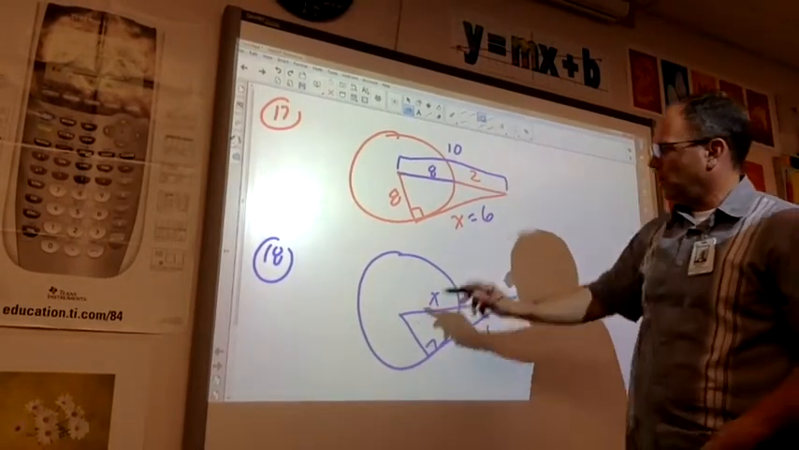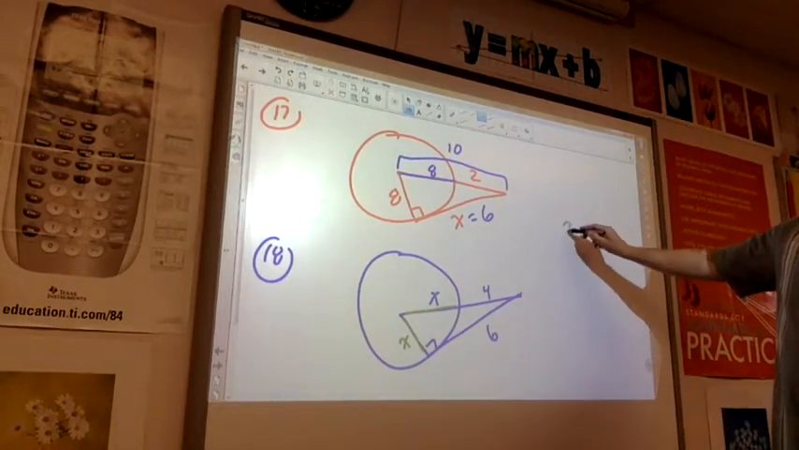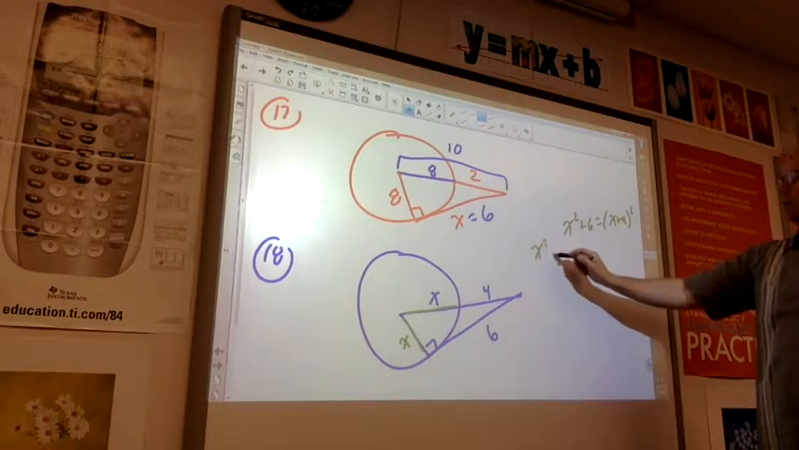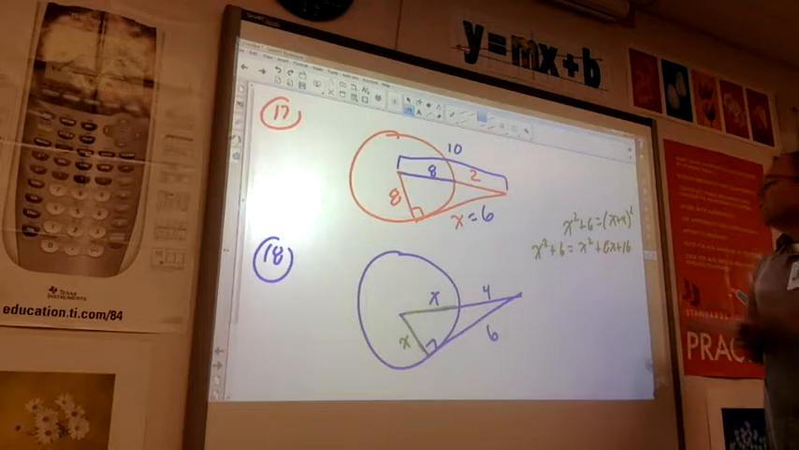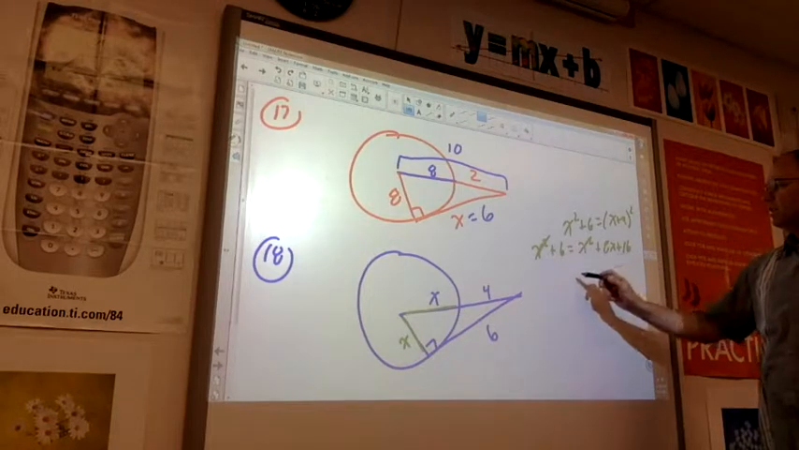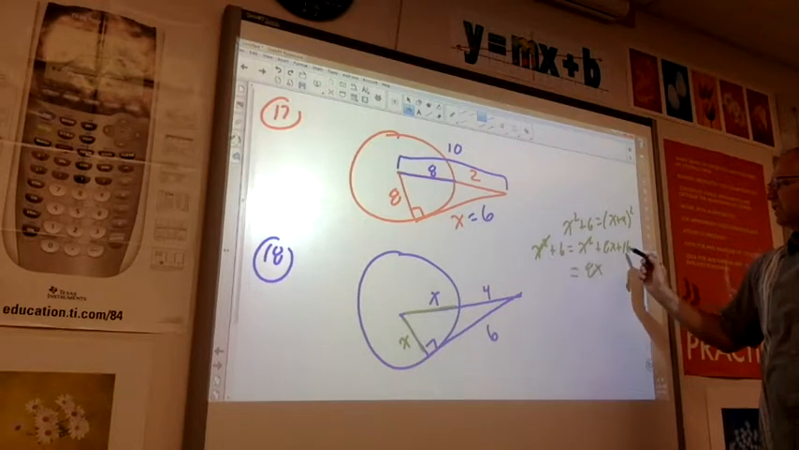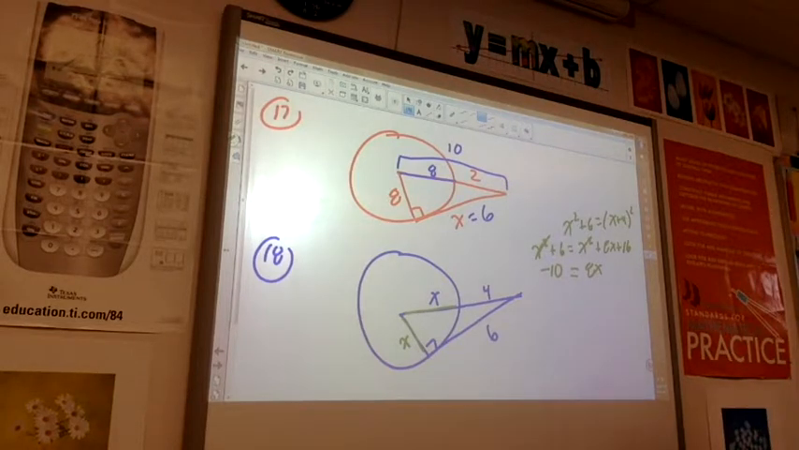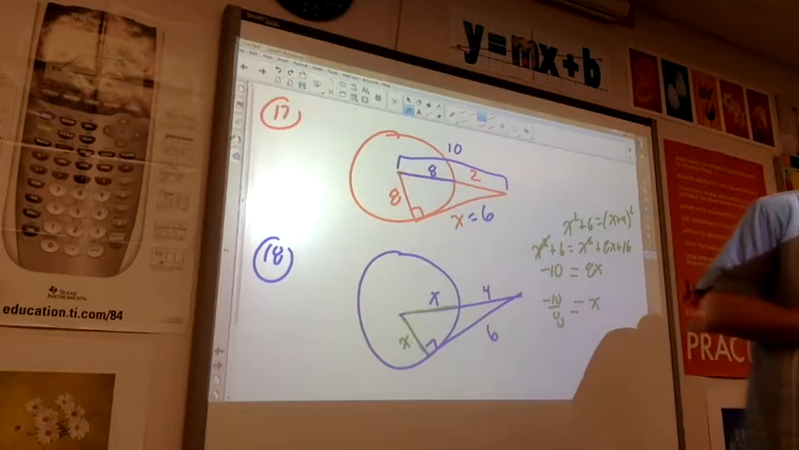All right. If I know this is X, then this also has to be X. Agreed? So that means that I have x squared plus 6 equals x plus 4 quantity squared. So x squared plus 6 is equal to x squared plus 8x plus 16. X squareds cancel out. So negative 8x equals 24. 8x equals negative 10, right? Did I do that right? Oh, yeah. Which means x is equal to negative 10 over 8.